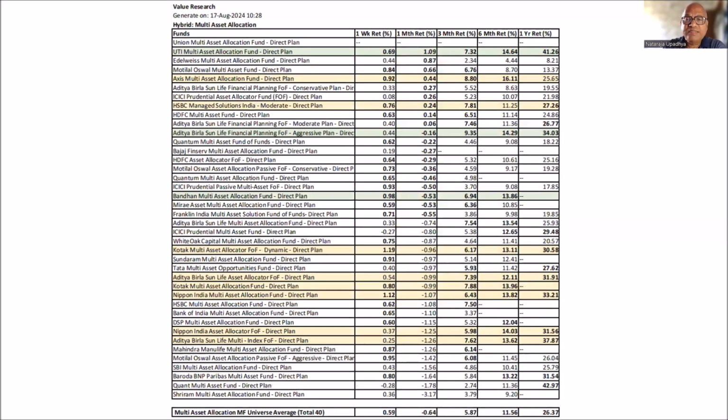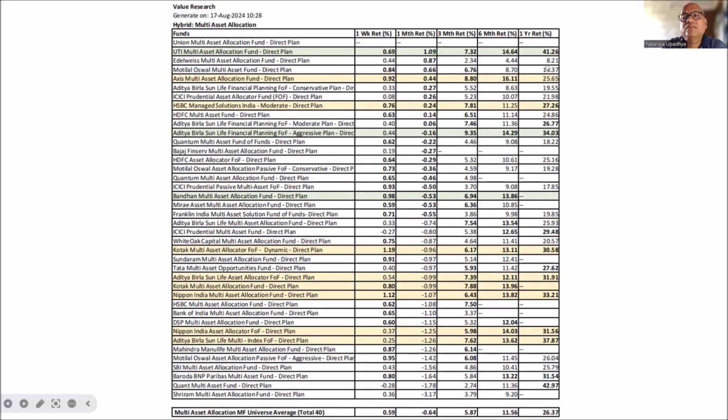Now we are moving to multi-asset allocation. Multi-asset allocation on average is comparable to the earlier ones, dynamic allocation. Only thing is multi-asset allocation can do better when the commodities are on fire. Unfortunately, in recent times, commodities are in correction mode. Hence, multi-asset allocation may be a bit subdued. Otherwise, it would have beaten the dynamic allocation.